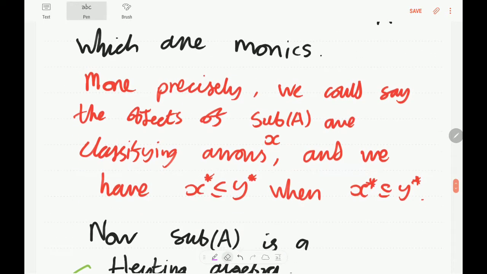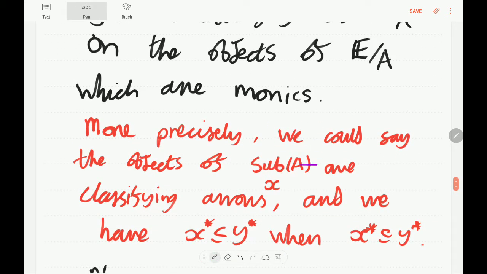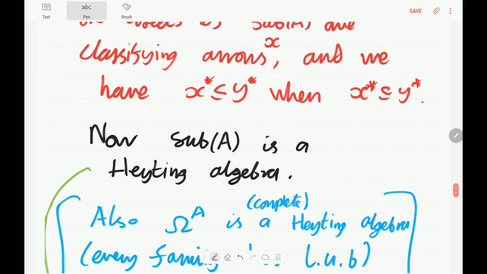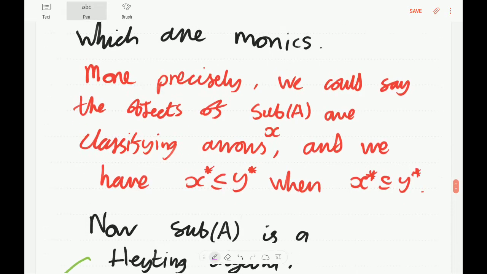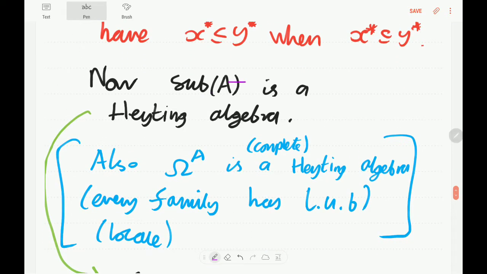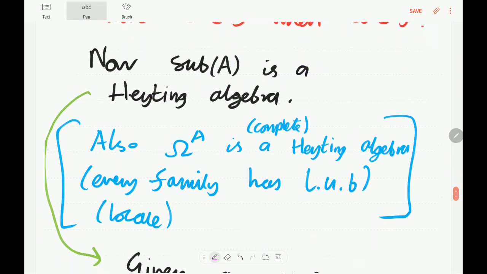Now we can define this more precisely. We can actually think of the objects as the classifying arrows of a monic, so we don't have to worry about distinctness, because there can be many equivalent monics. Anyway, now the point is that Sub A is a Heyting algebra. Okay, so this is extremely deep.